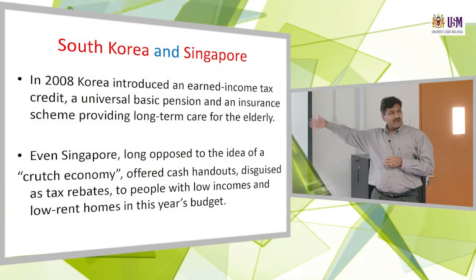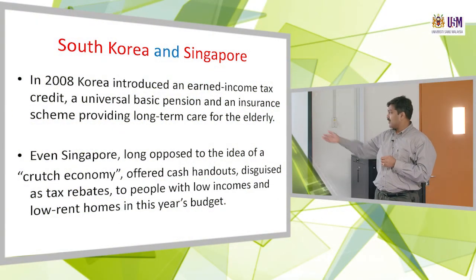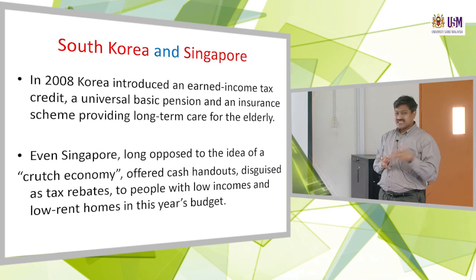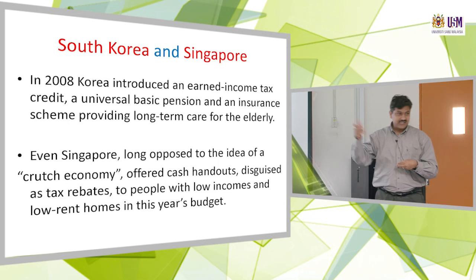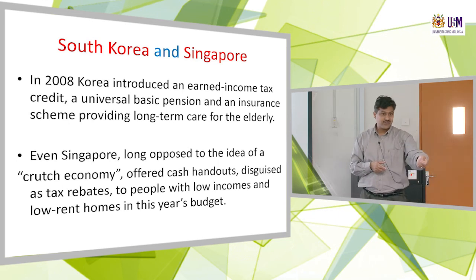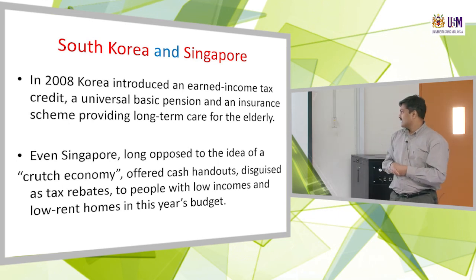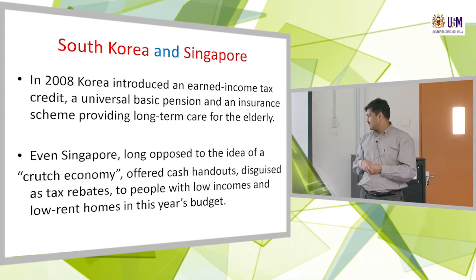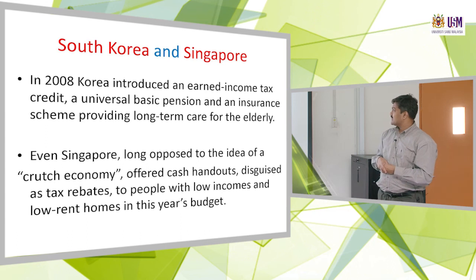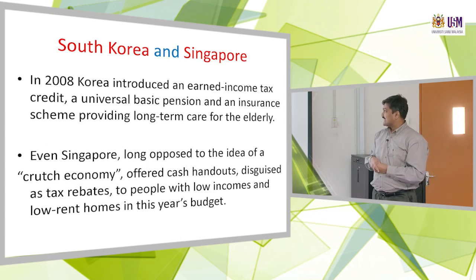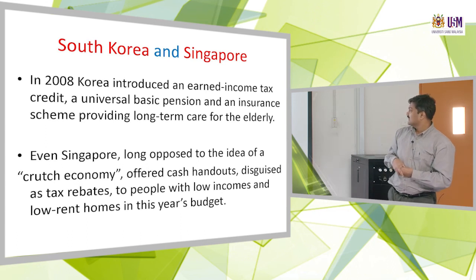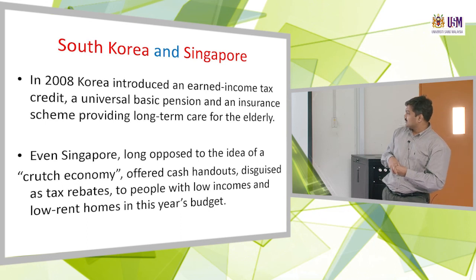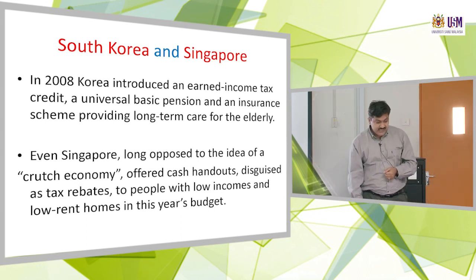In Malaysia, they have offered cash handouts like 200 or 500 ringgit, which I think the recent government has given. It's a cash handout for your immediate needs, disguised tax rebates for people with low incomes and low-end rented homes, in this year's budget. Korea is introducing an earned income tax credit, a universal basic pension, and an insurance scheme providing long-term care for the elderly. So a lot of interesting things are happening.